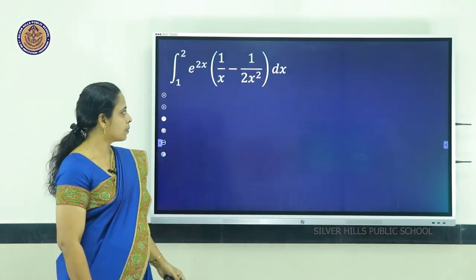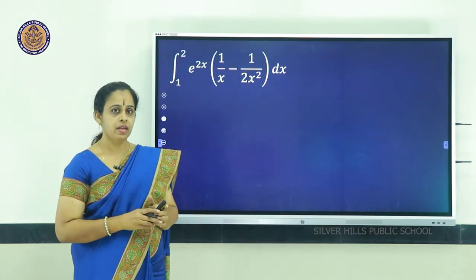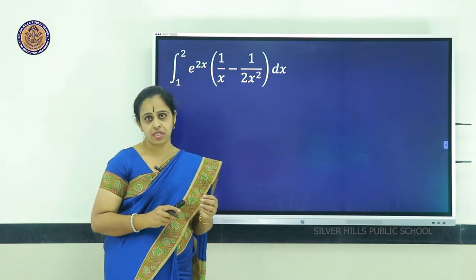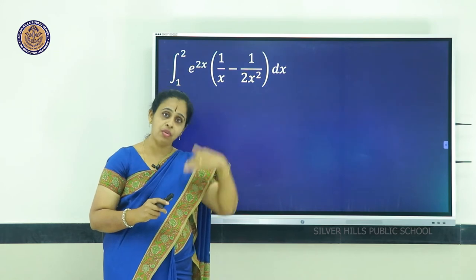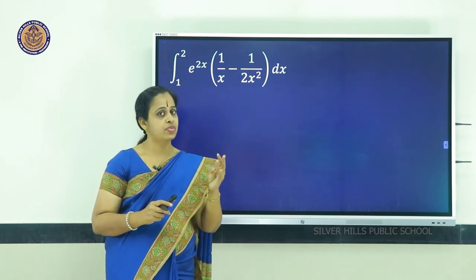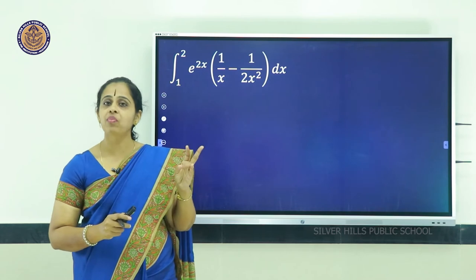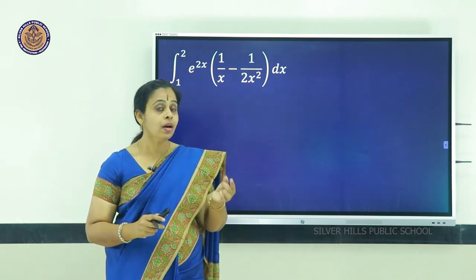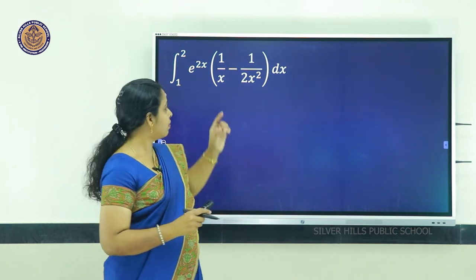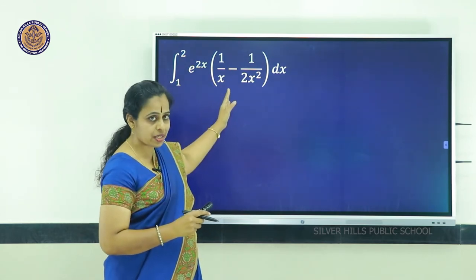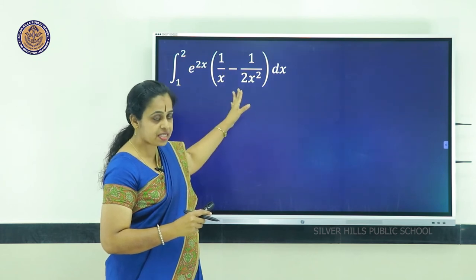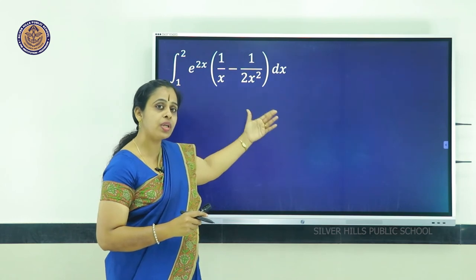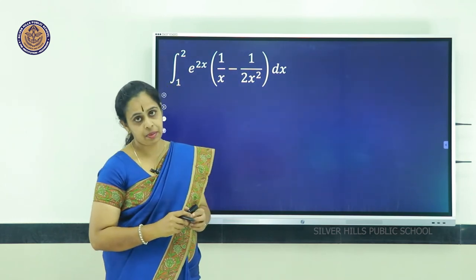Final answer. In the next question, this is all of the different types which we studied in indefinite integration. We studied lots of types: some questions we can do by substitution, some by partial fractions, some by parts. And there was a form e raised to x into fx plus f dash x in the place of the integrand. Then how to do the integration? This is of that type. Let us see.